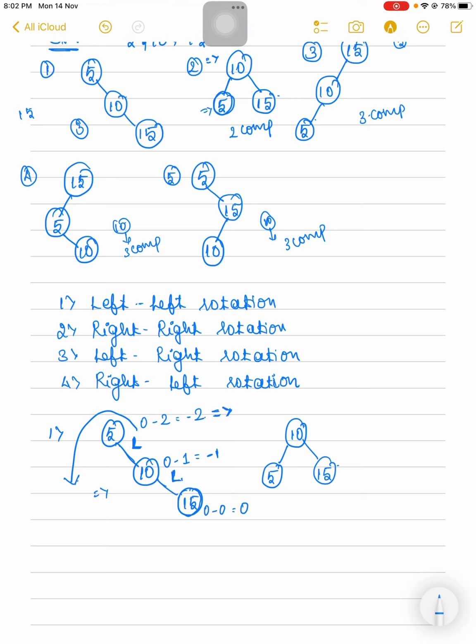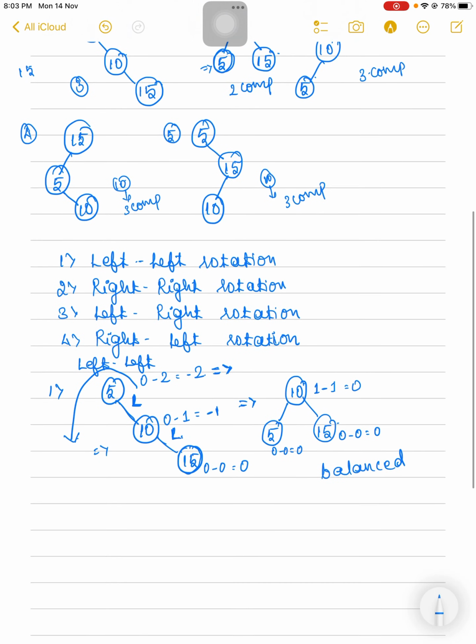To make it balanced, we performed a left rotation, and after performing the rotation, this is going to be our final result. When we compute the balancing factor now, for 5 there is no left, no right, so the balancing factor is 0. For 15, no right, no left, so the balancing factor is 0 again, which is balanced. When we take 10, the height of the left subtree is 1 and the height of the right subtree is 1, so the balancing factor is again 0, which is balanced now, right? This is how we perform left rotation.